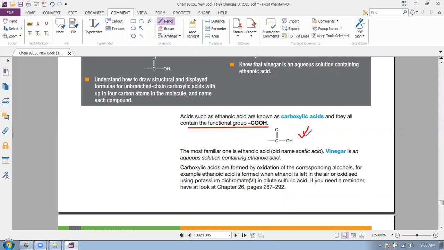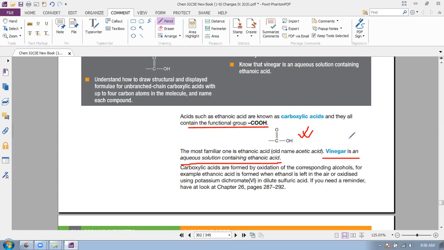and this is the structure or displayed formula, displayed structure of carboxylic acid. Each and every carboxylic acid must contain this structure. The first member is methanoic acid. Ethanoic acid is the second member, which we know generally as vinegar. Vinegar is an aqueous solution containing ethanoic acid mainly.